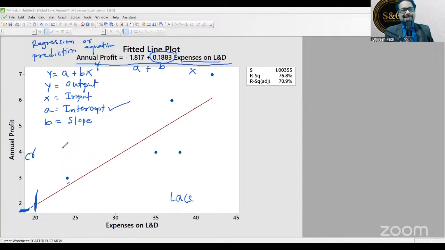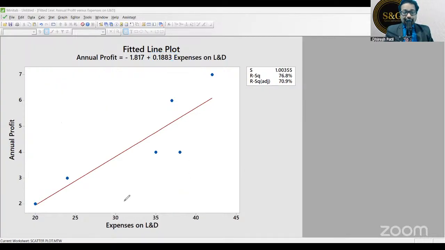Yeah, prediction and regression equation are same thing. Yes, absolutely right. Okay, now let's do one thing. Let's predict. What if I spend 30 lakh rupees in my L&D expenses? What will be my profit? Can you just pull out your calcies and give me the answer for this? If we spend 30 lakh rupees in the L&D expenses in 1 year, what will be my profit with this equation? So Y, which is the output, is minus 1.817 plus 0.1883, which is our slope, into 30, because 30 lakhs is my X, right?